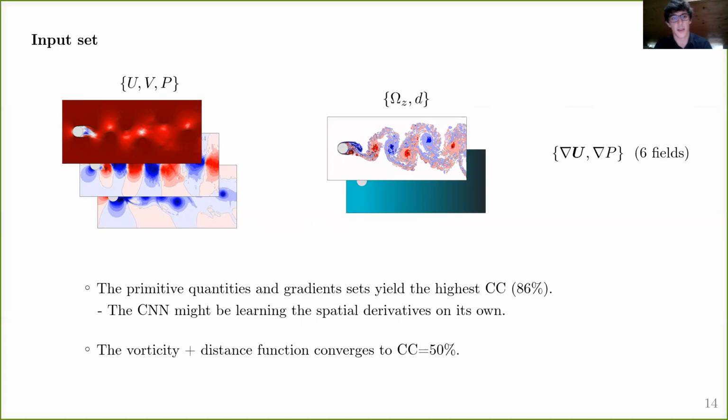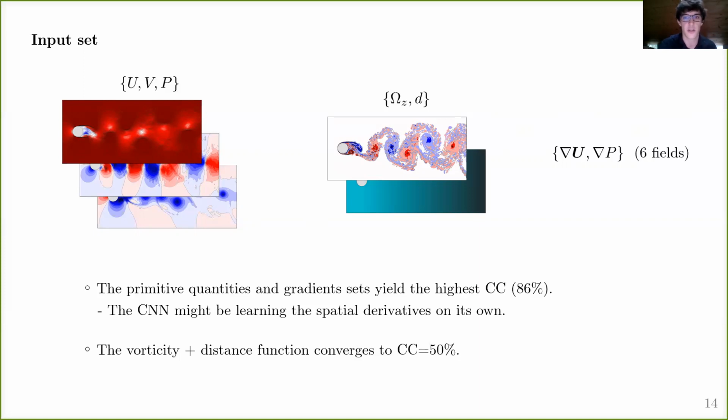And we see that the primitive input set and the gradient input set were the ones providing the highest accuracy, like 86% correlation. And then the other one, with the vorticity and the distance function, was just about 50% correlation. So it could be argued that maybe including the pressure is important in this case, but this has not been tested in direct comparison.